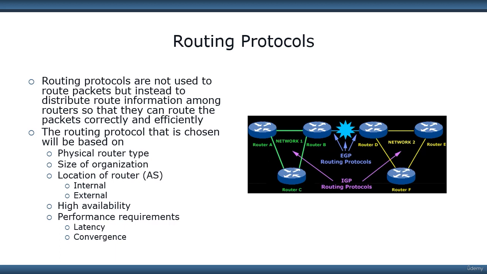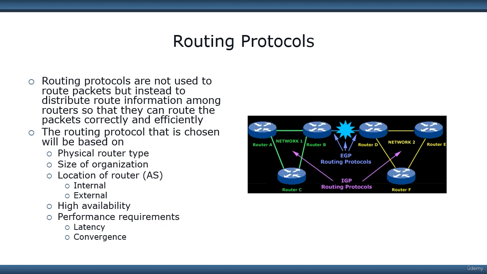Now, the routing protocol that gets chosen is going to be based on the physical router type, since some routers will only support proprietary protocols. It also depends on the size of the organization, the number of routers, and the location of the router within an autonomous system, which is kind of a synonym for an organization's network. Is it inside that or outside that in terms of the ISP? The routing protocol might be chosen based on high availability and performance requirements like latency: how long does it take for updates to get passed when there's been a change to network status? Convergence: how long does it take for an updated route to get to all the routers? So they're going to vary based on that.